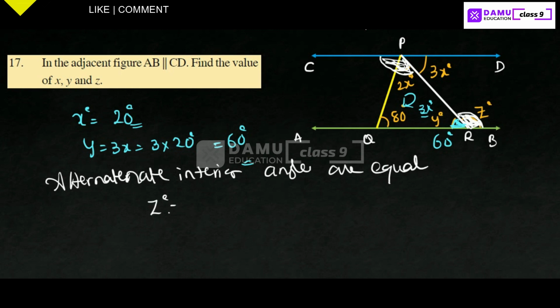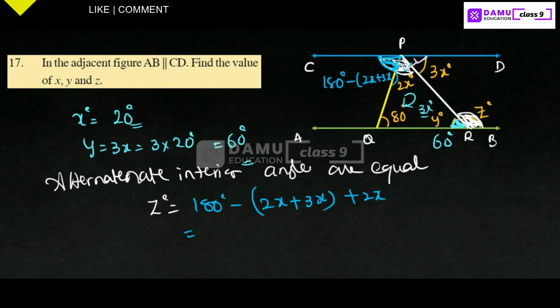So what is that? Angle z will be equal to the sum of this angle. So what is this angle? This angle is 180 minus 2x plus 3x, plus 2x. This is the angle. So what you can take here is 2x plus 3x, why? Because these two angles we subtracted in order to get this. So this angle and this angle are subtracted. Then 2x we added, this is the total angle.